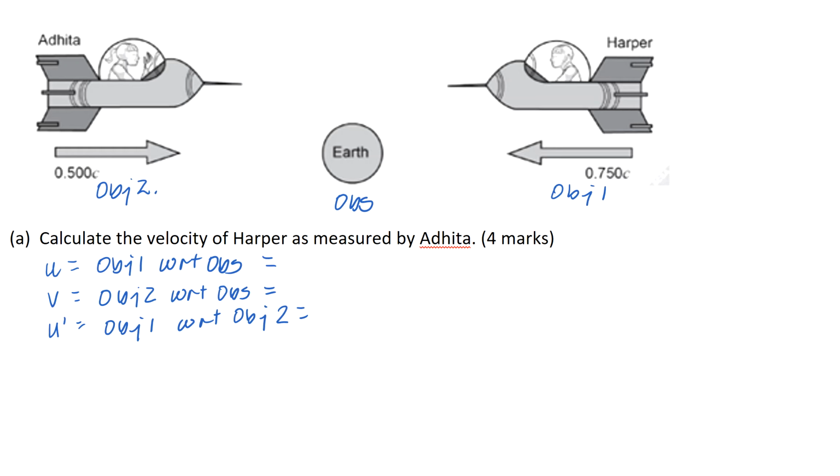Okay, so then let's pop in our values. Object 1 with respect to the observer is 0.75 c left. Object 2 with respect to the observer is 0.5 c right. So we need to make these all the same direction. So it's got to be negative 0.5 c left, and this is what we're looking for.